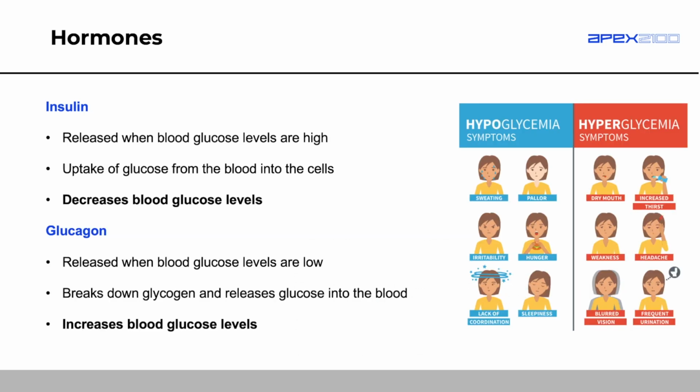And then finally, I want to talk briefly about insulin and glucagon. So these ones are both produced by the pancreas. So insulin is released when our blood glucose levels are high. We've eaten a high carbohydrate or high sugar meal. It helps the cells take the glucose from the blood and use that glucose to create energy, and therefore it decreases the glucose levels within our blood. Glucagon does the opposite. It's released when blood glucose levels are low, and it helps to break down that stored glycogen and release glucose back into the blood, and it increases blood glucose levels.